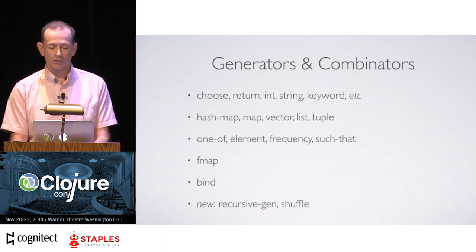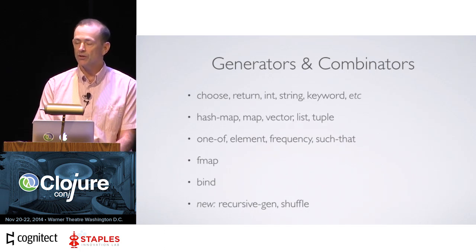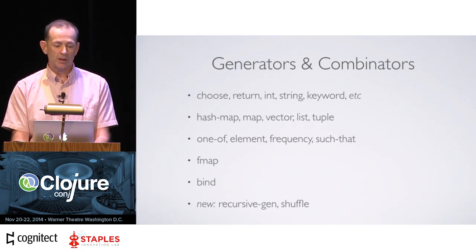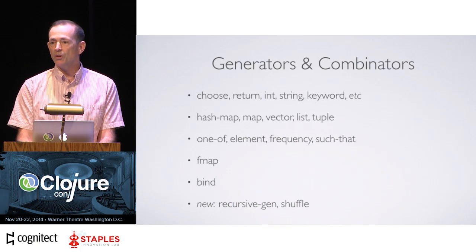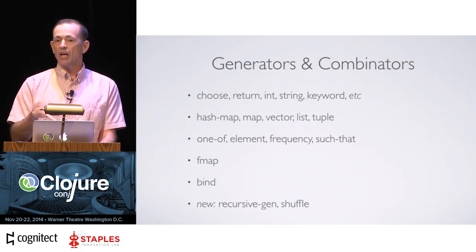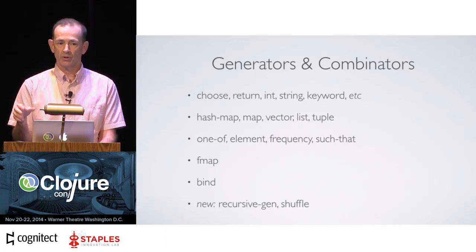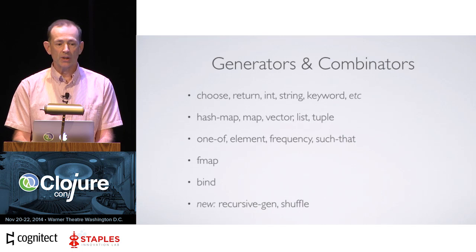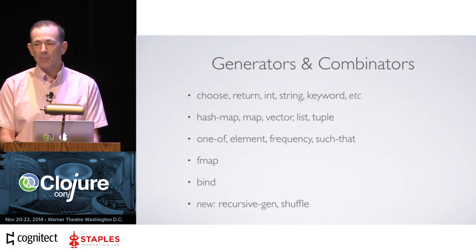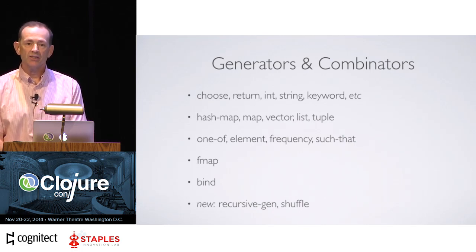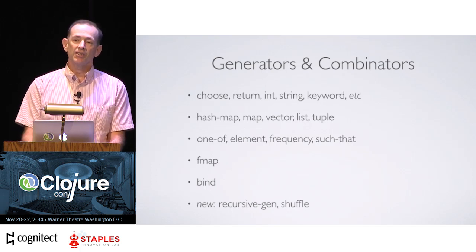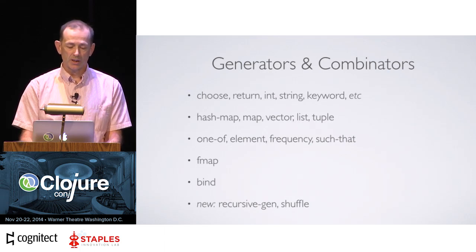fmap and bind are really interesting generators. We'll talk a little bit more about them, but fmap lets you apply your custom function to the result of a generator. So as each item comes out, it runs through your function and creates a new value. Bind takes it another level and creates a new generator from the results of another generator. And we'll see that in a minute.